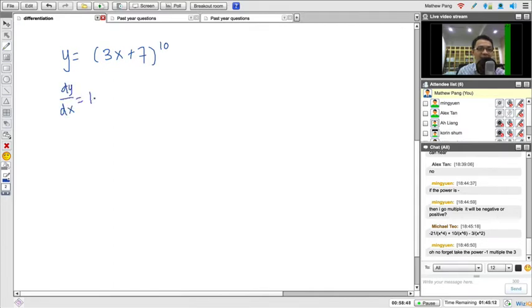I will move the 10 in front and then minus 1. This is 9. Alright, so what happens inside the bracket? I will copy it according to what I have over here. So it's 10 multiply 3x plus 7 bracket power of 9. And then what happens next is I have to differentiate inside one more time.